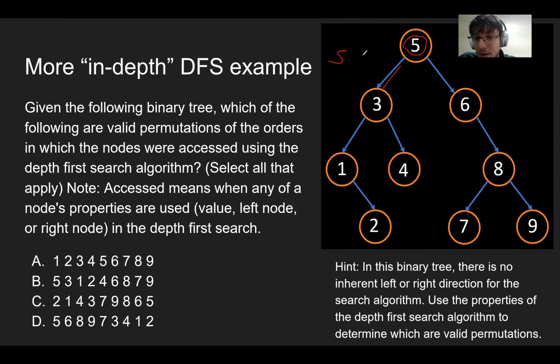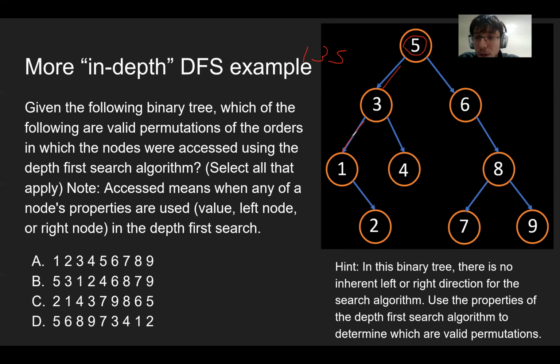And then we put the 3 on the stack, right? And we're also printing them as we go, I guess. So we print the 5, we print the 3. Then we go left, we put a 1 on the stack. And I'm putting them before because with a stack, you put it on top.